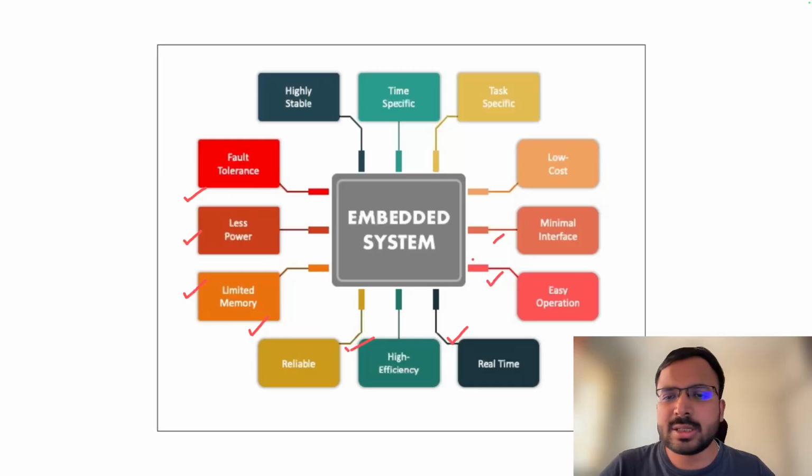Minimal interface means a lesser number of peripherals. Otherwise, if you attach too many peripherals and it's expected to perform too many functions, then it will not be considered an embedded system, right? And then of course, it should be highly stable, right? It should be robust, in the sense it should be time specific, and of course task specific, which is that it should perform specific tasks, and ultimately it's low cost, right?